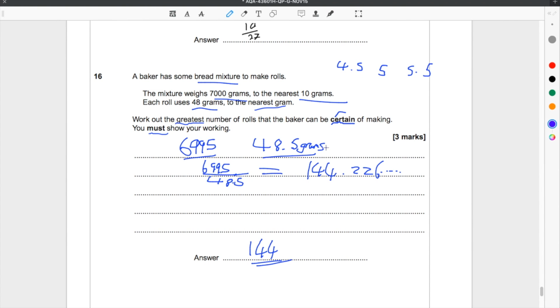Okay, so all we've done is use this word in the question where it says "certain of making", which means that we've considered the worst case scenario, and the worst case scenario is that the baker has 6,995 grams of the mixture, and each roll could use 48.5 grams. So this is about rounding, okay?